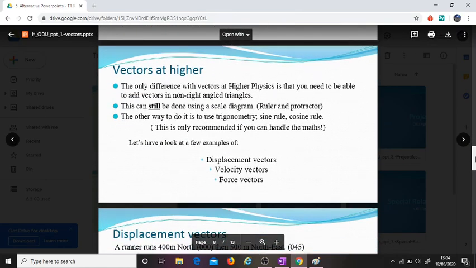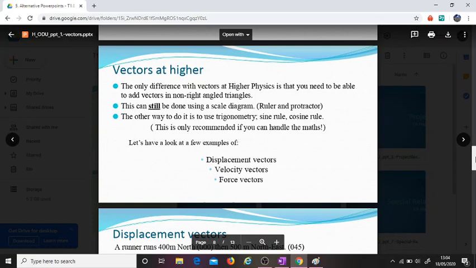So in terms of vectors at Higher, the only difference with vectors at Higher Physics is that you need to be able to add vectors in non-right-angled triangles. There are a couple of ways of doing this. The first way is by doing a scale diagram. You'll need a ruler and a protractor for that, and obviously squared paper is the most ideal.